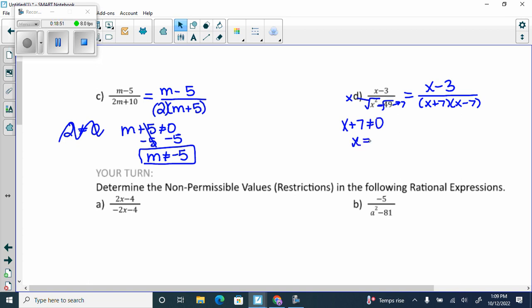X can't equal negative 7. And this one's x minus 7 can't equal 0. X can't equal 7 by moving them over. And you'll often write them together as x can't equal plus or minus 7, like this.